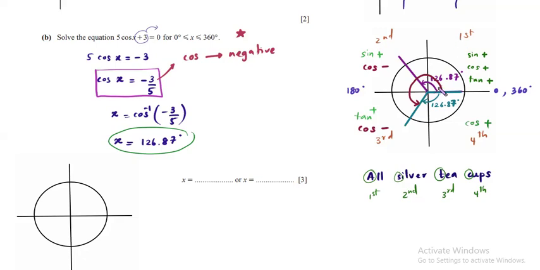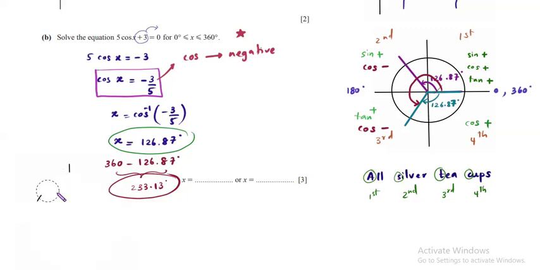To find that, we know that the angle sum around this point is 360 degrees. I can deduct this 126.87 from 360 degrees to find the value of this angle. That is how I know that from 360, I need to deduct 126.87. So when I do that, I end up getting 233.13 degrees. So the two angles are 126.87 degrees and 233.13 degrees. So I will get rid of this diagram. We do not need that.